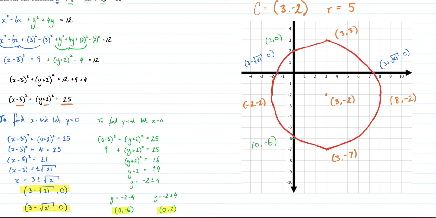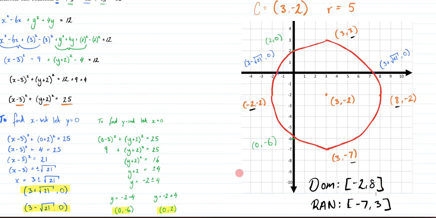And if you were to find your domain, what would it be? It would be from -2 to 8. And your range would be from -7, all the way up to 3. And what mistake have I made there? Simple mistake of putting a circle bracket. What am I doing? There we go.